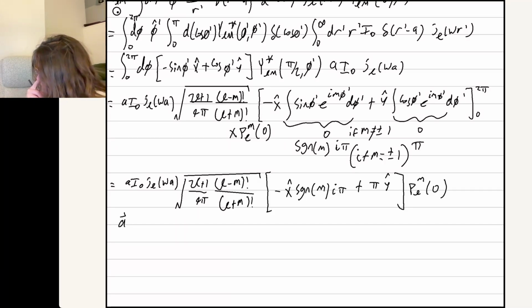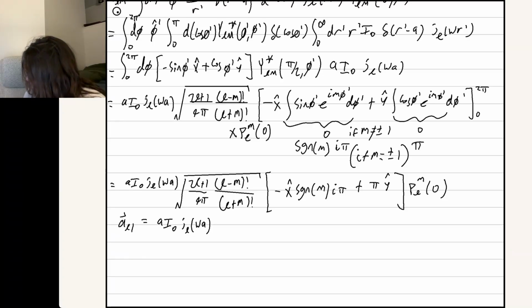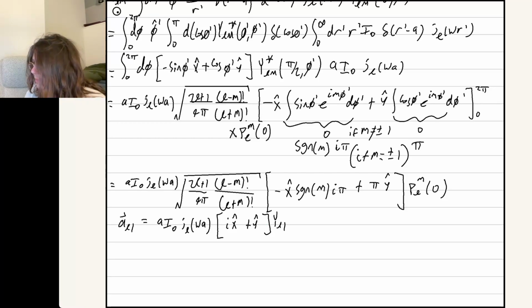the spherical harmonics, just because. So let's actually just do setting m equal to 1. We have a i naught j_l omega a. We'll actually have i x hat plus y hat times the Y_l1 of pi halves and 0, times the overall factor of pi because of the stuff inside the xy stuff.